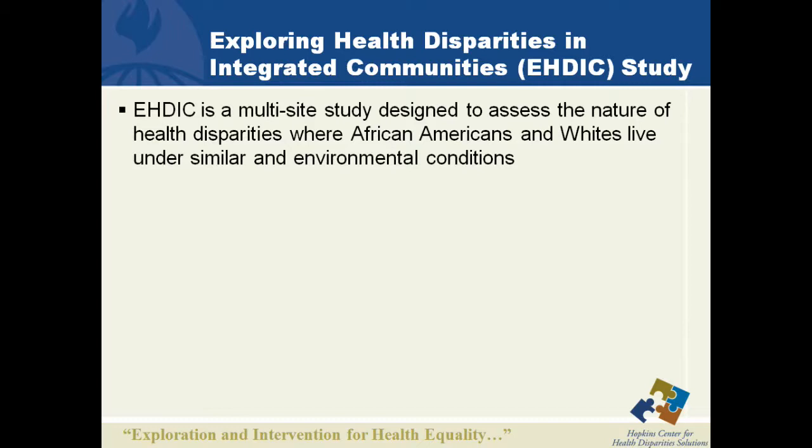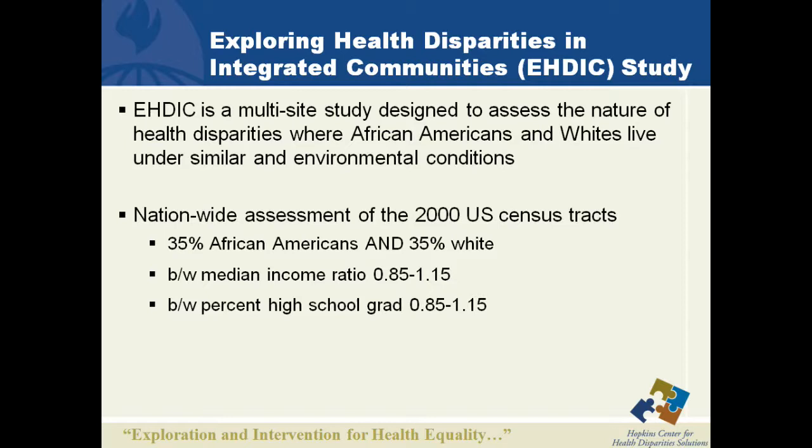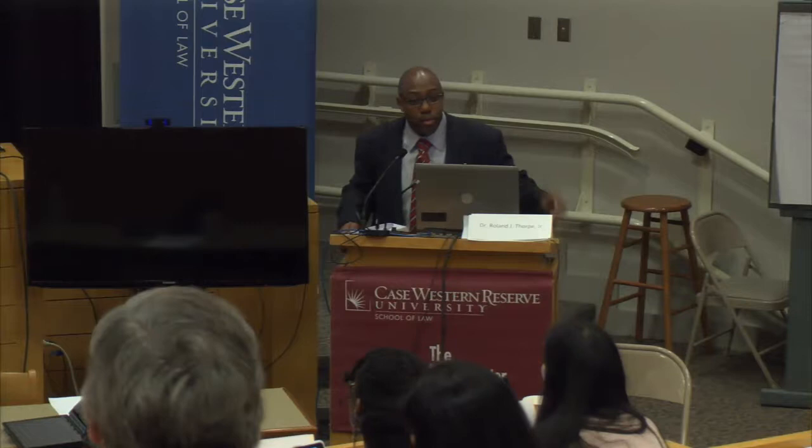We did a nationwide assessment of the 2000 census for tracts that met these three criteria. Of the 66,438 census tracts in the United States, only 425 met the criteria. Only 425 are integrated. We wanted to look in integrated communities: when folks live together under similar social and environmental risks, do we still see the same patterns that are produced in the health of the United States document?